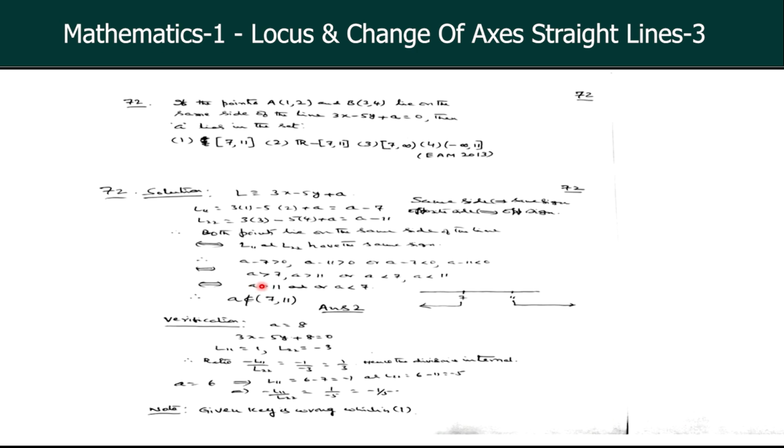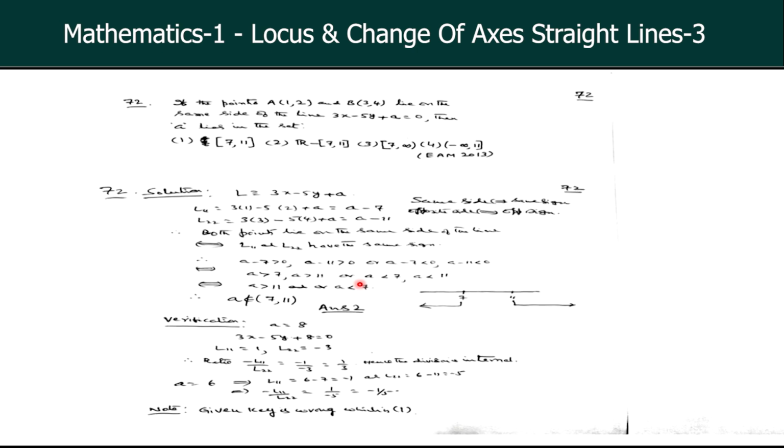That means a greater than 7 and a greater than 11, or a less than 7 and a less than 11. So from this, a is greater than 11 or a is less than 7. That means a should not lie in between 7 and 11, except the values of a in between 7 and 11.